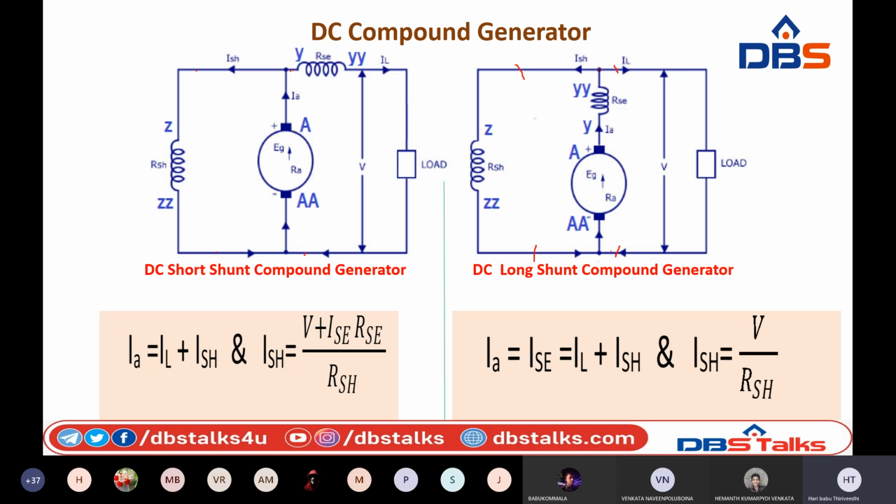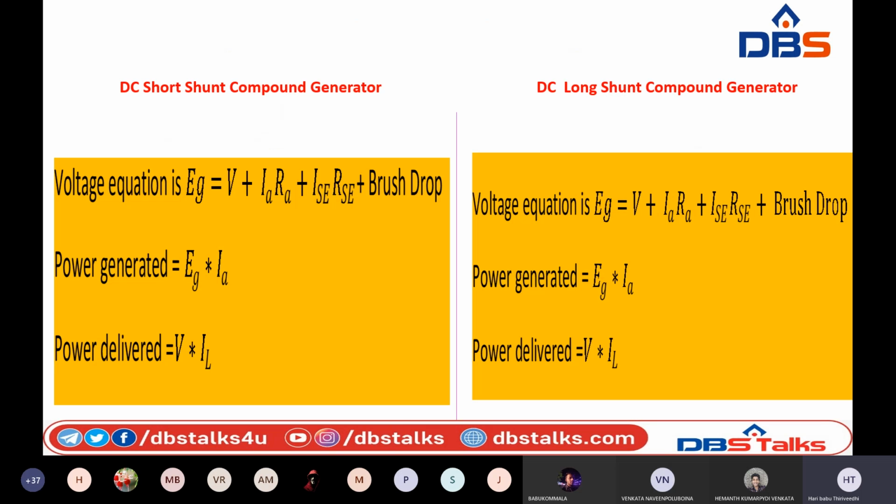But coming to ISH here, ISH is generally V by RSH. But an extra drop is available here. That is, ISH is equal to V plus ISC RSC by RSH. That is the only difference. Voltage equations are all the same. Only the short shunt generator will be somewhat different, right? So these are the types of generators.